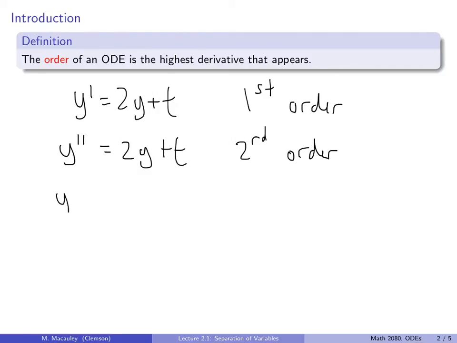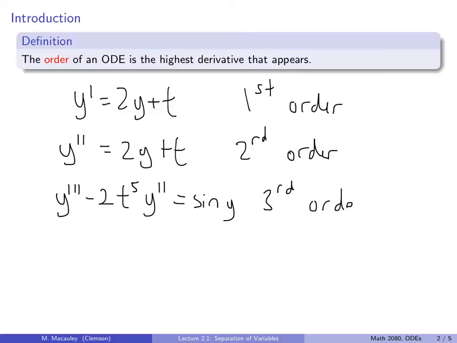We could also have a mixed equation, like y triple prime minus 2t to the fifth, y double prime equals sine of y. This is going to be third order because we're just worried about the order of the highest derivative. So this entire section, section 2, not just this particular lecture, is about solving first order differential equations. And then later we will go on to second order.